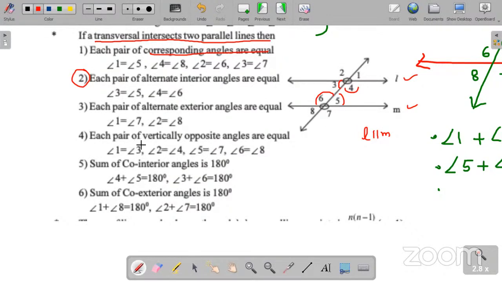So pairs of vertically opposite angles are equal. Angle 1 is equal to angle 3. Angle 2 is equal to angle 4. Angle 5 is equal to angle 8. Angle 6 is equal to angle 7. So this is very important.